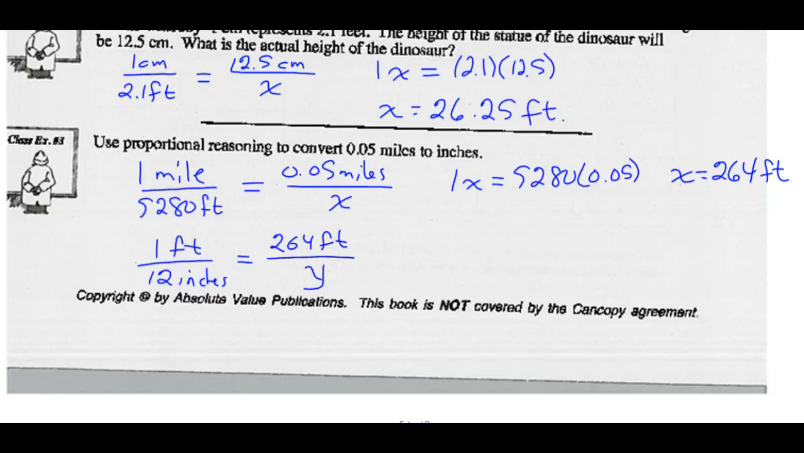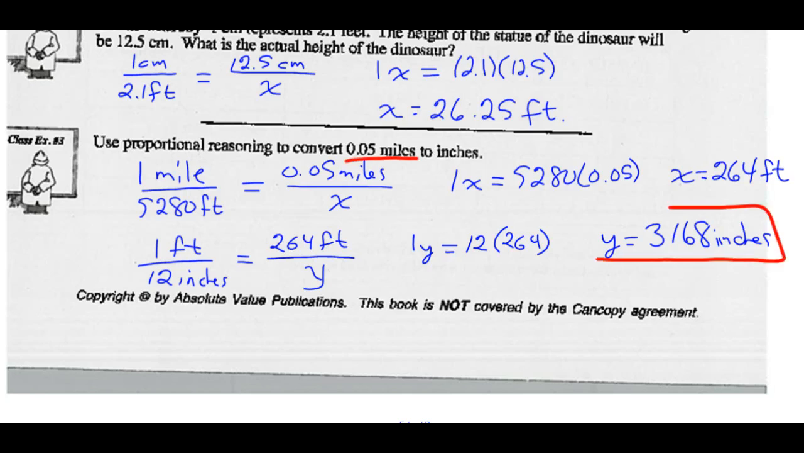So now we cross multiply. 1 times y will equal 12 times 264. So 12 times 264, that's about 3,168 inches. All right, so we have converted 0.05 miles into 3,168 inches. That's using proportional reasoning. We had to do 2 different proportions. First from miles to feet, that's what x was, and then from feet to inches, that's the final answer.